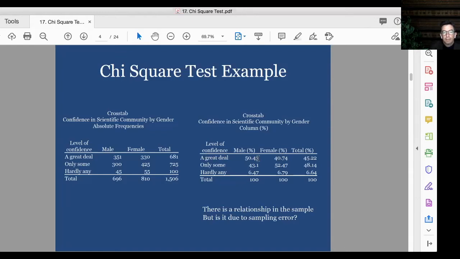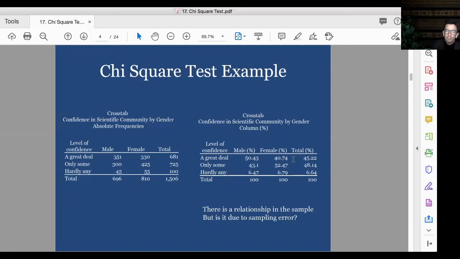While 50% of males have a great deal of confidence in the scientific community, 41% of female respondents have confidence in the scientific community. That's about a 10 percentage point difference. So it is quite a difference. So we see that there is a relationship here in this sample. That's what we would conclude.